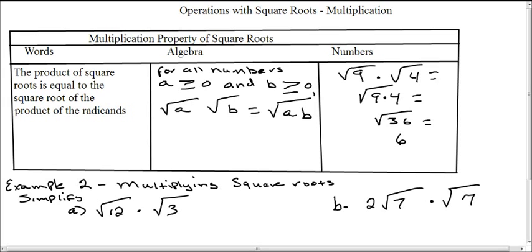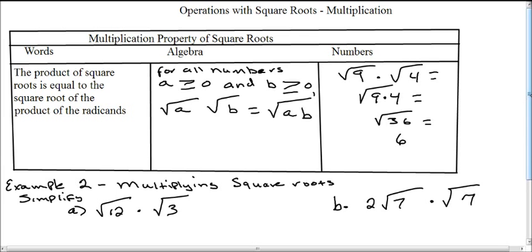We're talking about multiplication. Algebraically, it says for all numbers where a is greater than 0 and b is greater than 0, the square root of a times the square root of b is equal to the square root of a times b. And when we see it numerically, it says the square root of 9 times the square root of 4 is equal to the square root of 9 times 4, which now gives us the square root of 36, which we know is a perfect square, and we can simplify to 6.